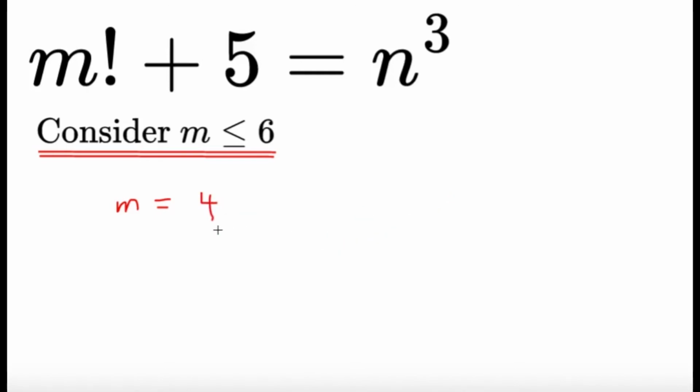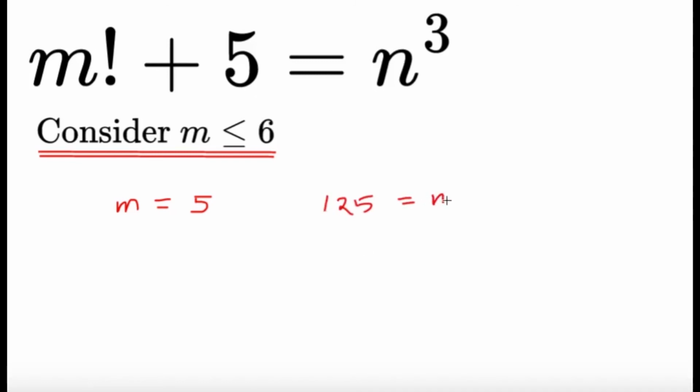If m equals 4, m factorial becomes 24. 4 factorial plus 5 is 29. 29 equals n cubed. Still no solution because 29 is not a perfect cube. We try m equals 5. m factorial is 5 factorial, so that's 120. So 125 is equal to n cubed.